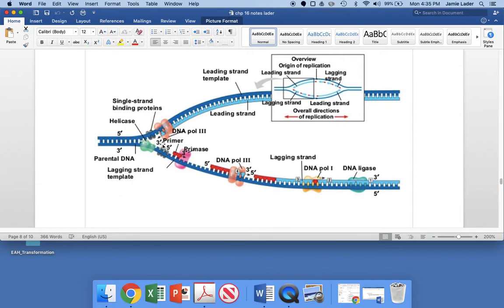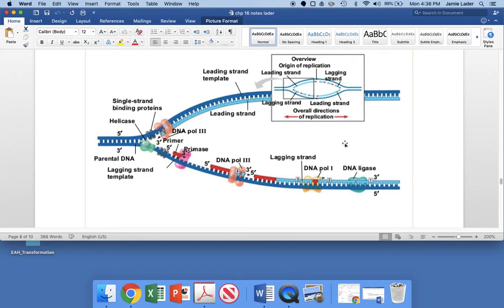And then there's a lagging strand. The lagging strand is the one that is going to be built away from the replication fork in pieces, and those pieces are called Okazaki fragments. So this molecule, guys, is built by a series of enzymes.